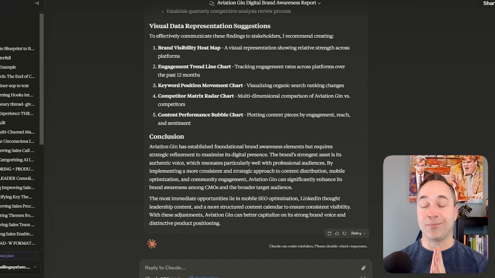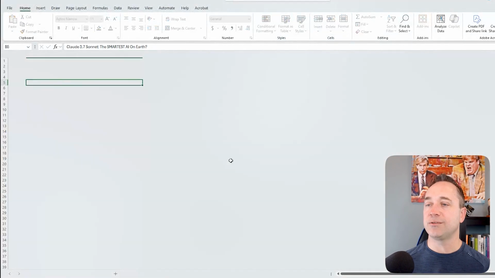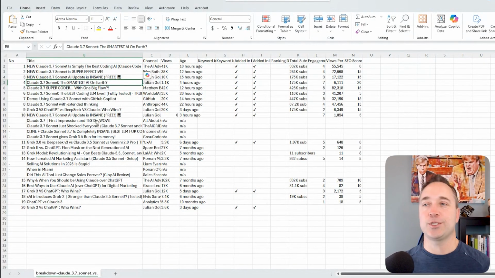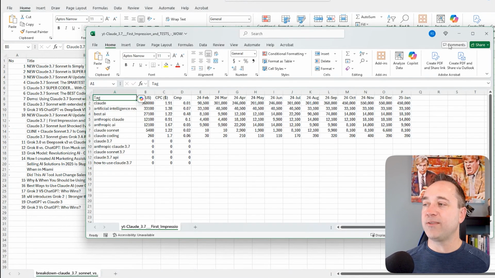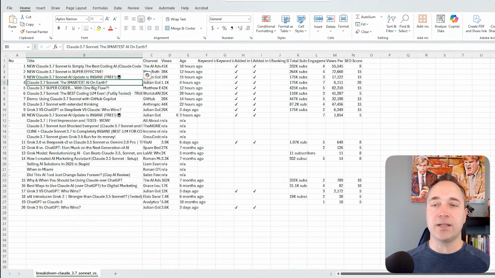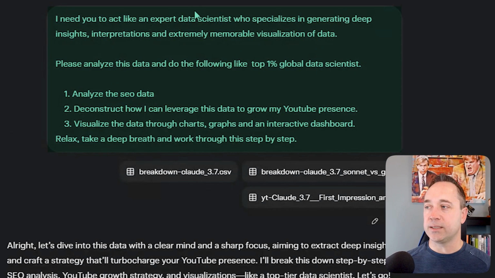Now for test three. This one had a shocking difference. So what you're going to see is I shared some docs. This is a little meta, but I was doing research on Claude Sonnet and I was doing research on keywords, as you can see here. So these are what I fed into both the models from a data perspective that you see here. And then this is the prompt, right? I need you to act like a data scientist who specializes in generating deep insights, memorable visualization of data. And I gave it three very specific instructions.